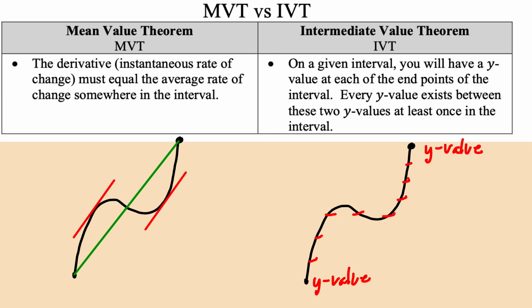And here we go. The mean value theorem is telling us that this average rate of change, when the function is continuous and differentiable, we're guaranteed to have an instantaneous rate of change that's equal to the average rate of change, and that location of the instantaneous rate of change is in the interval. The intermediate value theorem says if you have a continuous function and you have two y values, then all the y values in between will exist. All of them will exist.